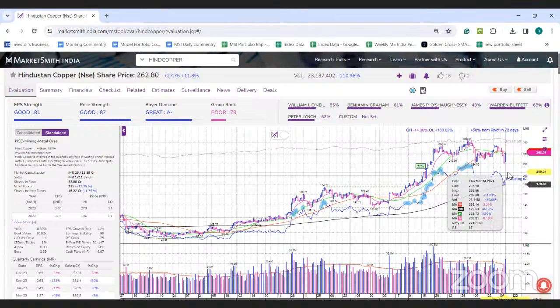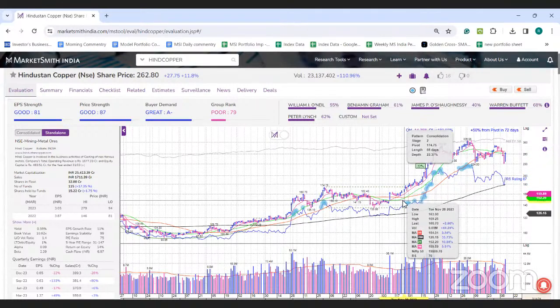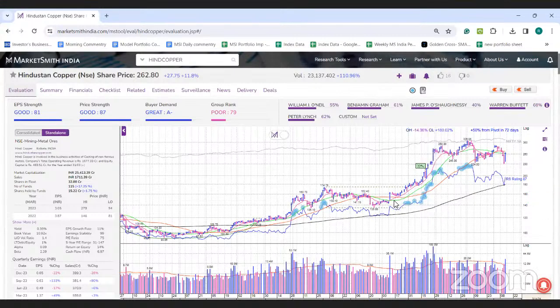However, ratings still remain intact, both the fundamentals and technicals, and it is also extended from the pivot. As you can see, it's trading around 50% from the pivot. So there is no major base pattern at this moment. We would like to see the stock form a base pattern from here. Then we can take a decisive call whether to take an investment or not.